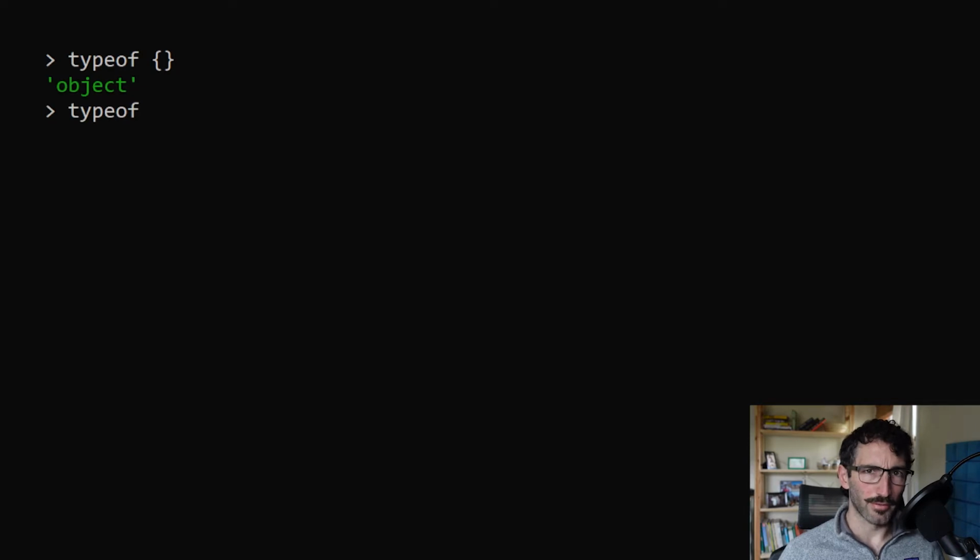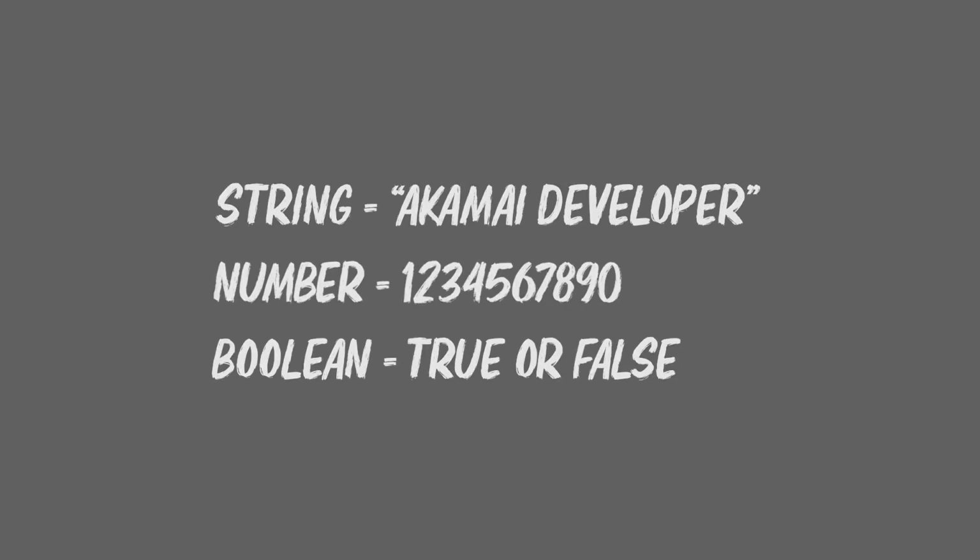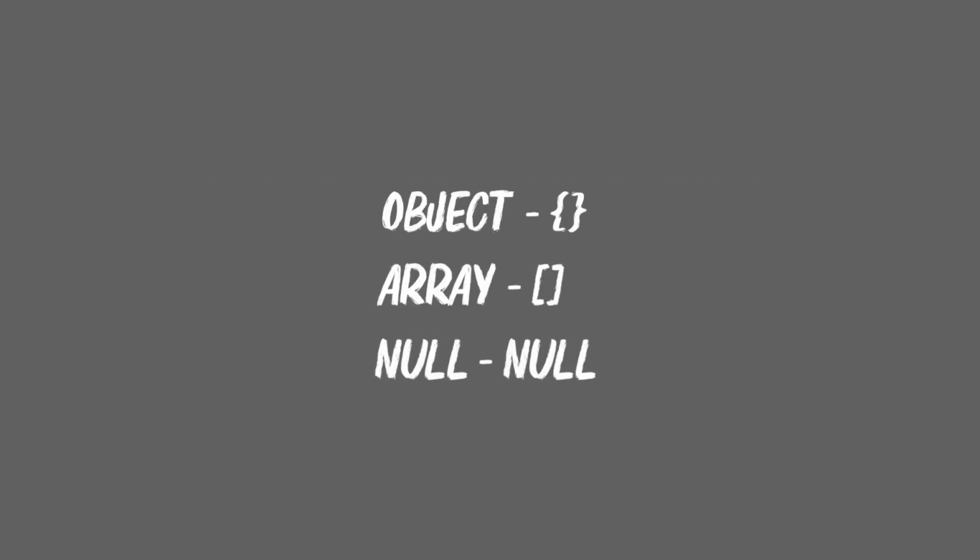But a lot of things in JavaScript are objects. Like an array is an object. Null is an object. So if we need to do any sort of conditional checks on our variables based on whether it's a string or a number or a Boolean, that's easy. If we need to do conditional checks, whether it's an object or an array or null, it's a little bit trickier. Fortunately, there is a solution.